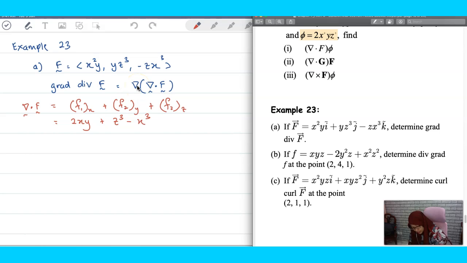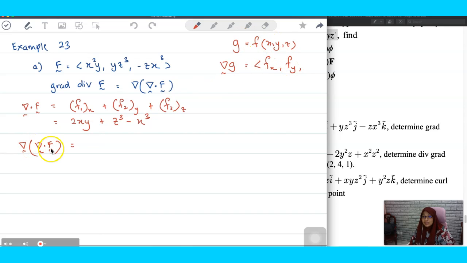So now here is the gradient of the scalar function that we obtain. Remember last time, if we are given the scalar function g, where g is a function in terms of x, y, and also z, just an example. If you want to get the gradient of the scalar field, this will give you a vector, which means that for the component, you have to differentiate with respect to x. Then the same function, you differentiate with respect to y.